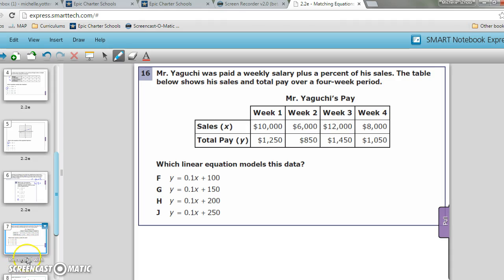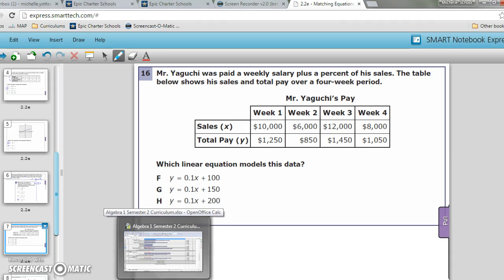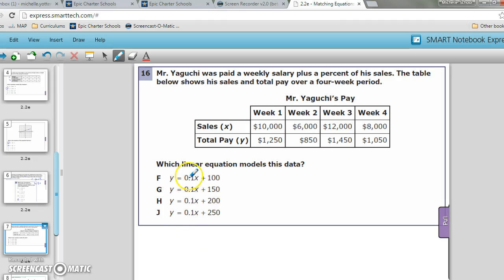This one's just like the other ones. Okay, what is your linear model? Mr. Yaguchi was paid a weekly salary plus a percent interest on the sales. The table shows the sales and total pay over a 4-week period. Which is the linear model? So they all have the same slope. So we need to figure out what is the y-intercept. The easiest way to figure this out is just to plug them into the equations. If I put in x, will I get y?